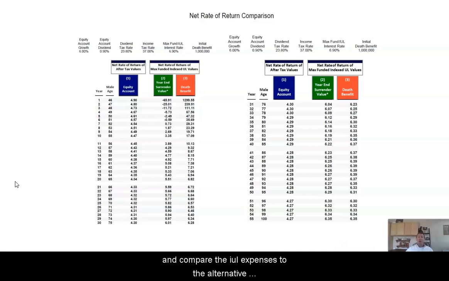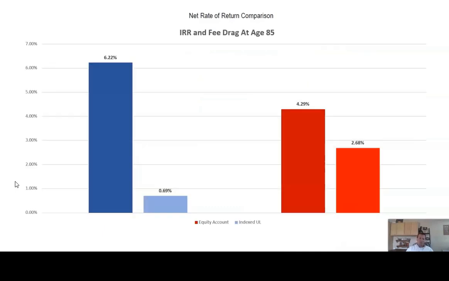Now, we looked at the IUL expenses as an expense ratio and compared the IUL expenses to the alternative. Now, let's lastly look at the net rate of return of the IUL. In the earlier years, the IRR, the internal rate of return of the policy, will be lower due to the front-loaded expenses and due to surrender charges, which gradually decrease over time if you were to walk away from the life insurance policy. Again, if we look at it in a more visual way, we look at the IRR and the fee drag at age 85.